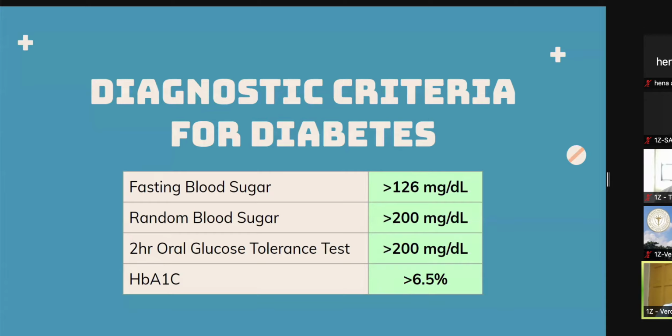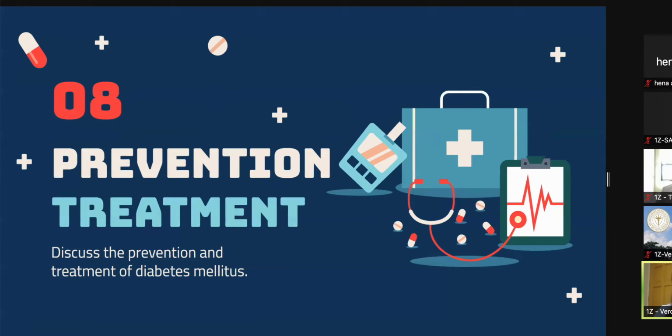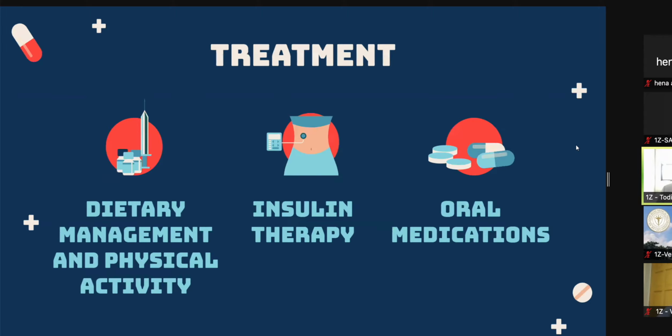So for diagnostic criteria for diabetes, FBS or fasting blood sugar should be more than 126 milligrams per deciliter. Random blood sugar should be more than 200 milligrams per deciliter, and also do our OGTT test. HbA1c should be more than 6.5%. Okay, so now let's go to the prevention and treatment of diabetes mellitus. So under the treatment, we have dietary management and physical activity, insulin therapy, as well as oral medications.